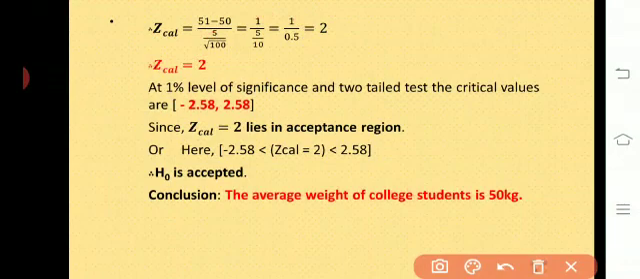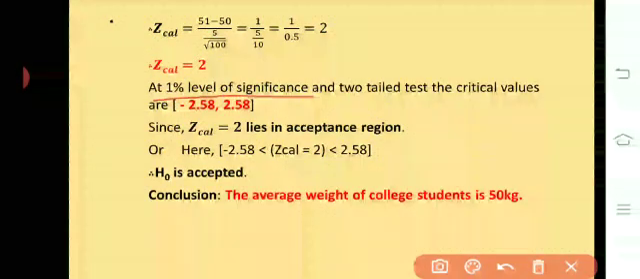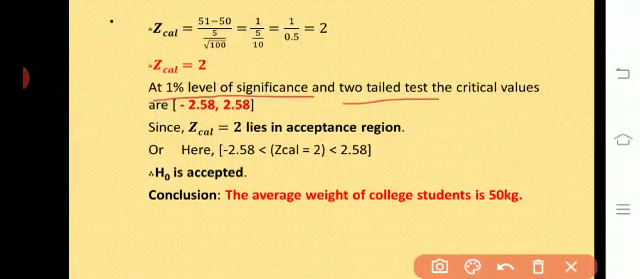Now alpha is given 1%. So at 1% level of significance, and in the alternative hypothesis we have seen it is a two-tailed test. So at 1% level of significance and two-tailed test, the critical values, from the table of critical values, are minus 2.58 and plus 2.58. These values you can search from the critical value table which is available in the previous videos.